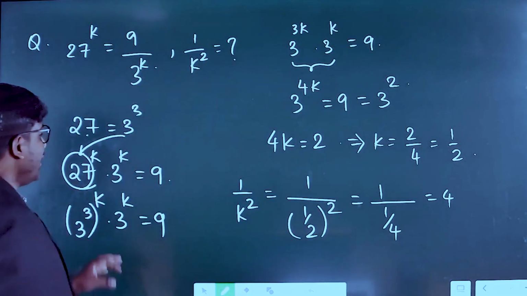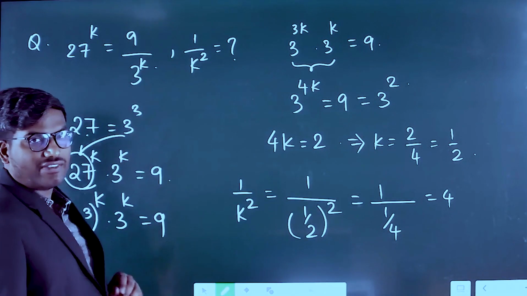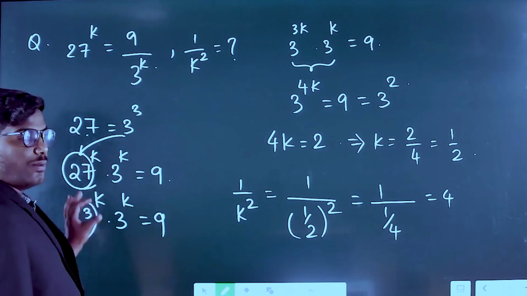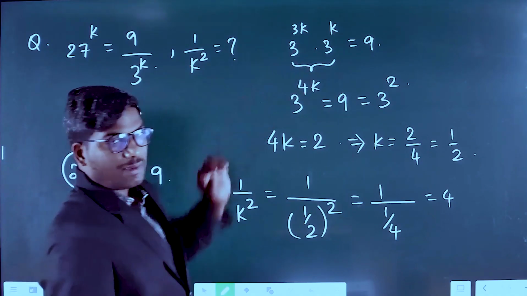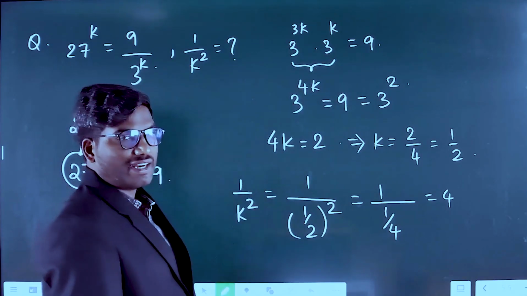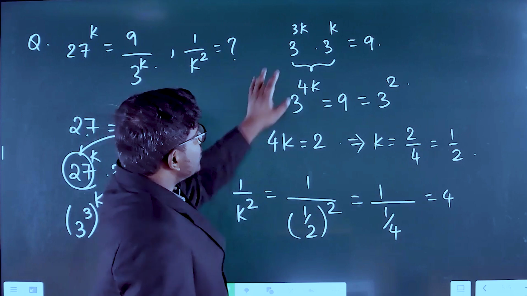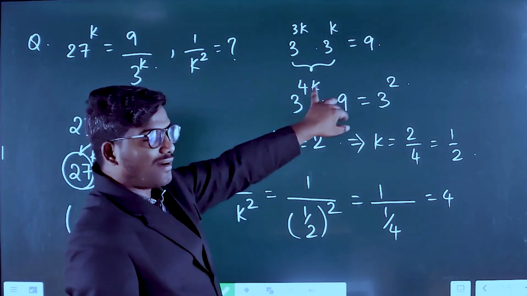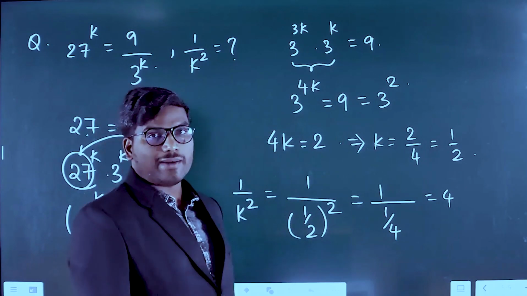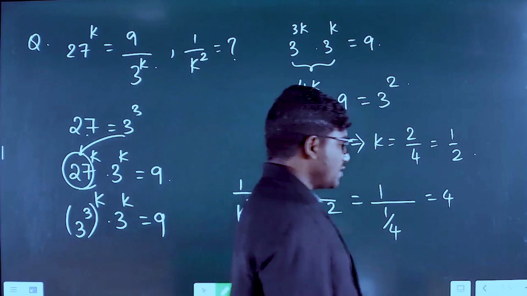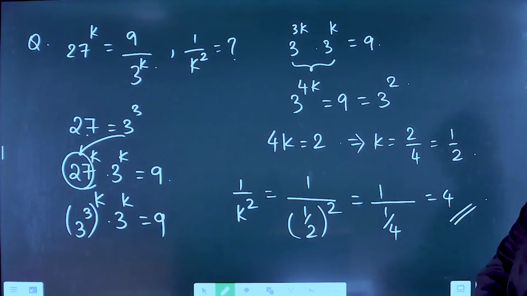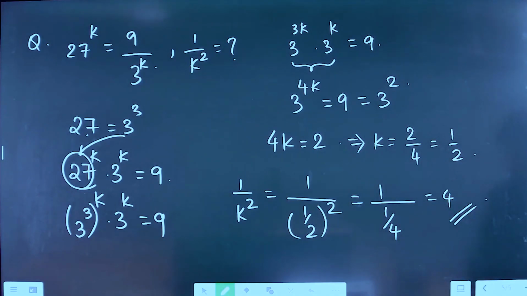I'll repeat this again. In place of 27, we are going to write 3 cube. So 27 power k will become 3 cube whole power k, which will indeed become 3 power 3k. So 3 power 3k into 3 power k, a power m into a power n is a power m plus n, right? So 3 power 3k plus k, 3 power 4k is 9, which is 3 square. So 4k became 2, which came out to be k is 1 by 2. So the value of 1 by k square became 4. Is it alright?